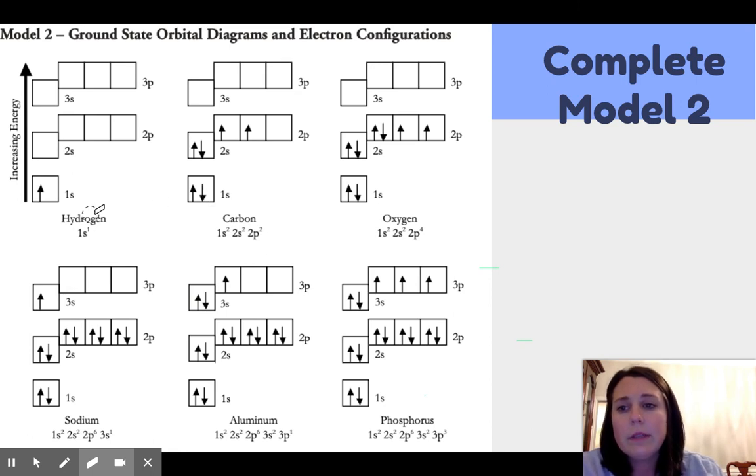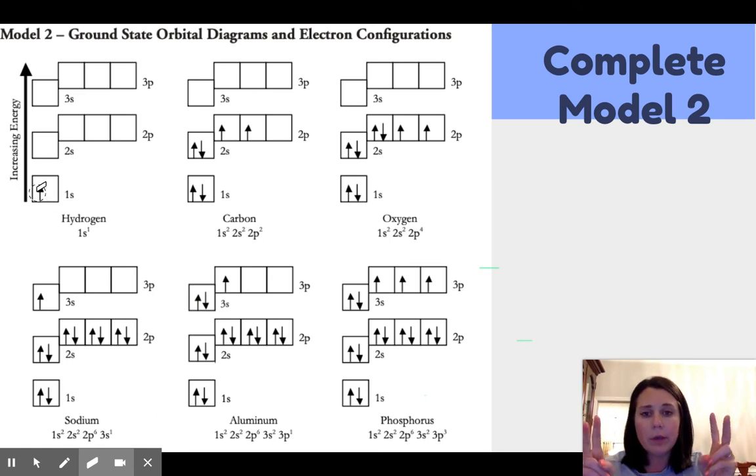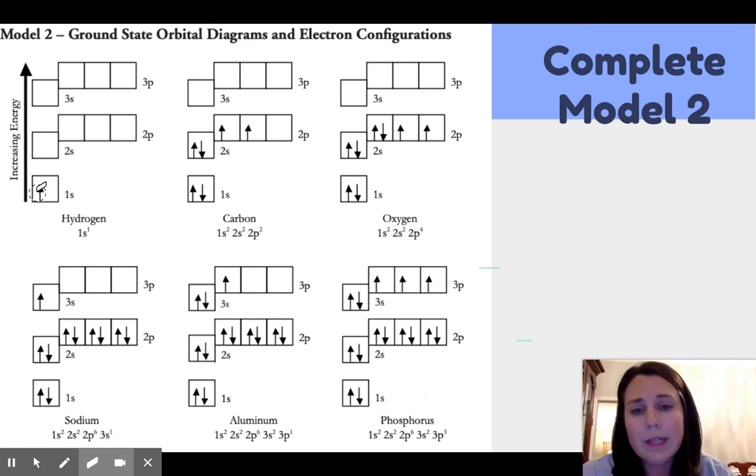Okay, so we still have this manager's code, 1S1, and instead of a person, now we're talking about an electron. So I have one electron in the first floor in the S room, or now we're going to refer to them as orbitals. Instead of a room, we're really calling them an orbital, and that's just like the path that the electron will take.